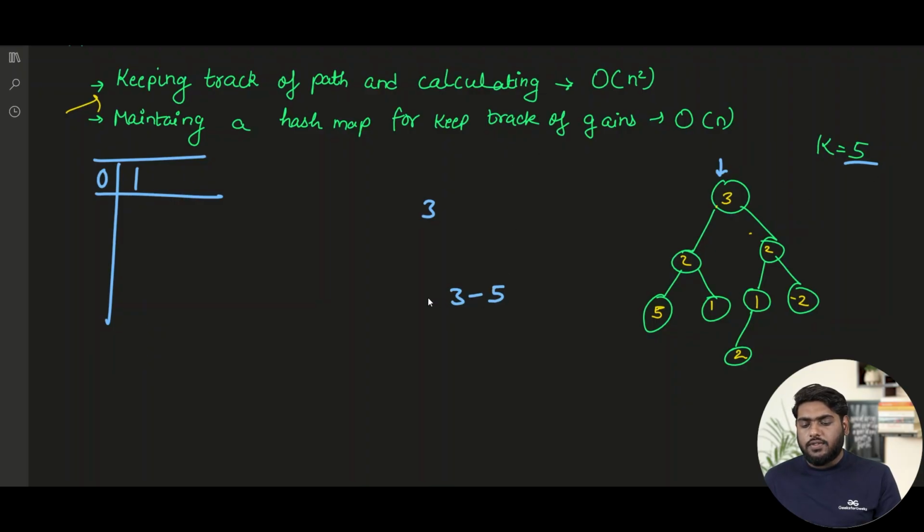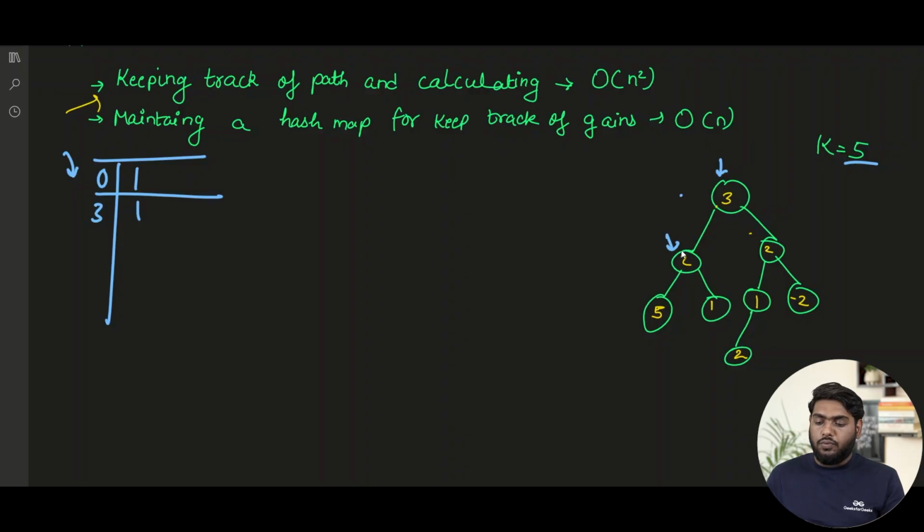We have to perform this: current sum minus the target. What do we get? We get -2. We'll check, do we have -2 already present in the hash map? Currently it is not. So in this condition, we are simply going to take the current sum, which is 3, and put 1 corresponding to it. Fine.